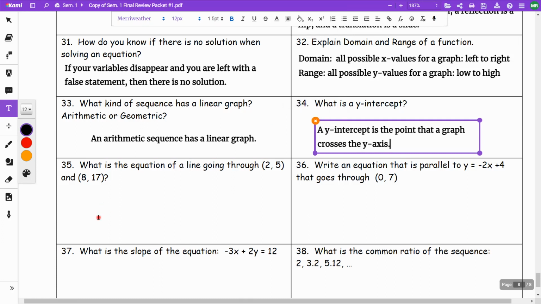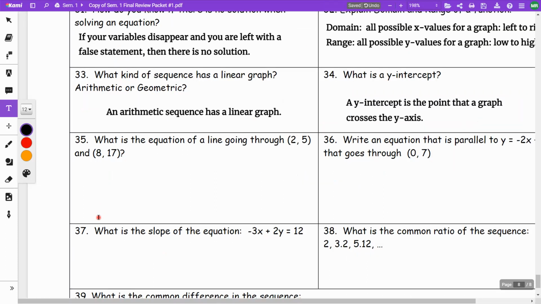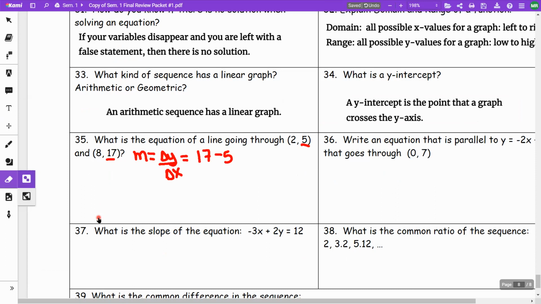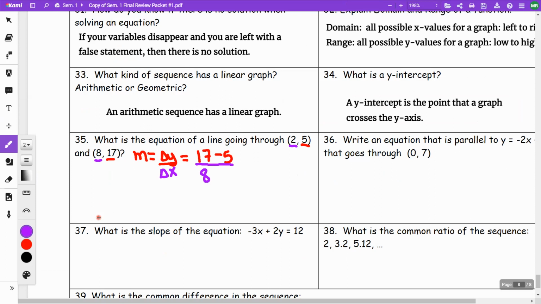The next one, we want the equation of a line through these 2 points. So what I'm going to do is find my slope. I'm going to do change of y over change of x. So my y's are 5 and 17. So I'm going to go 17 minus 5. And my change of x, my x's are my 8 and my 2. I have to keep the order. So since I did 17 first, I'm going to do 8 first. So 8 minus 2. And I'm going to get 12 over 6, or 2.